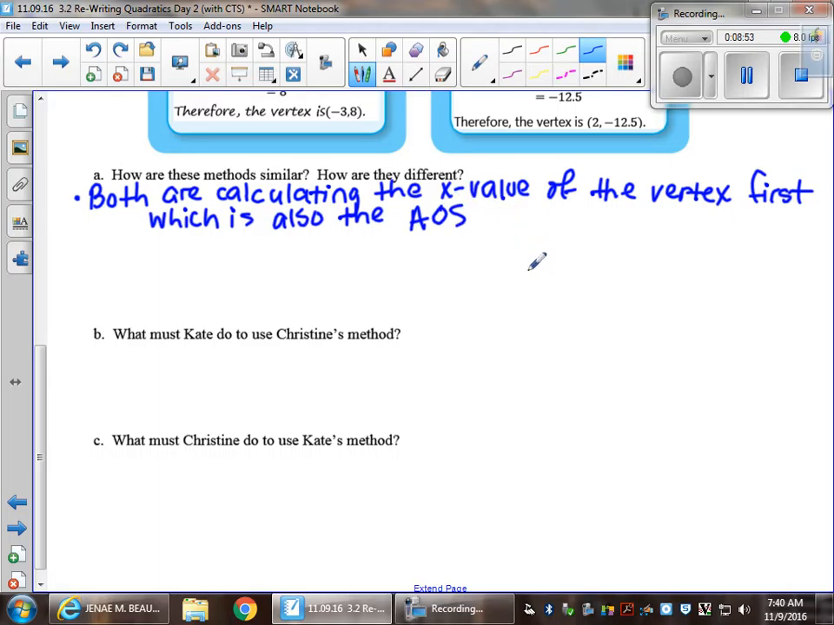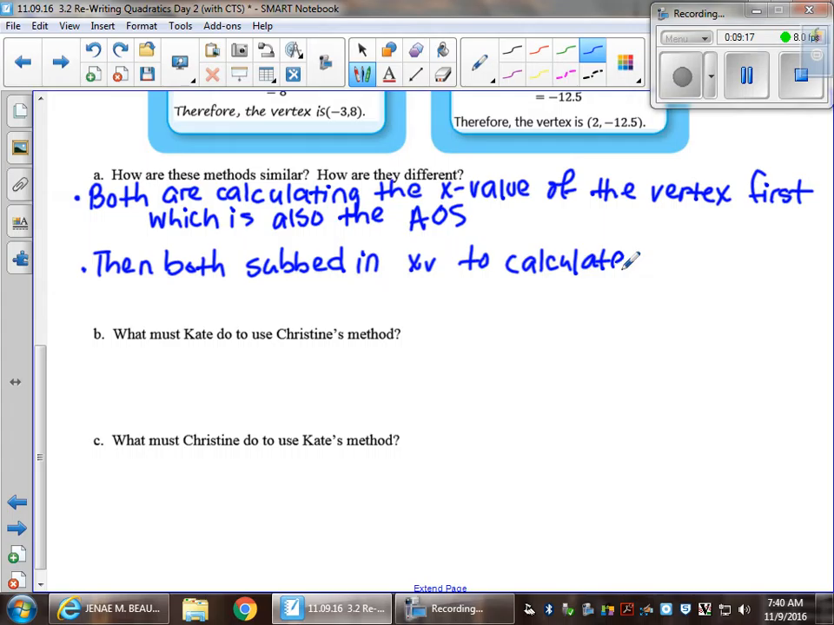Was there any other similarities in their work? They started off by finding the X value of the vertex. How did they do that? Very good. Then both subbed in XV to calculate YV. Now this is how they're the same. Did anybody pick up on what was different? What connection do we have?